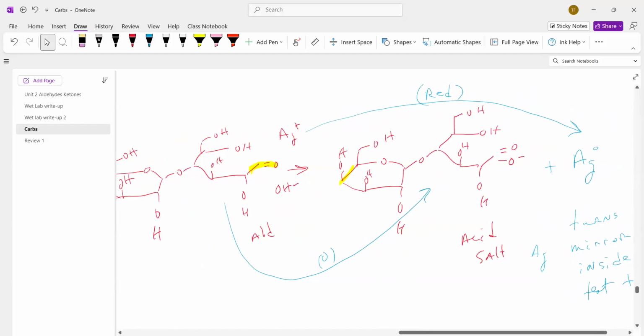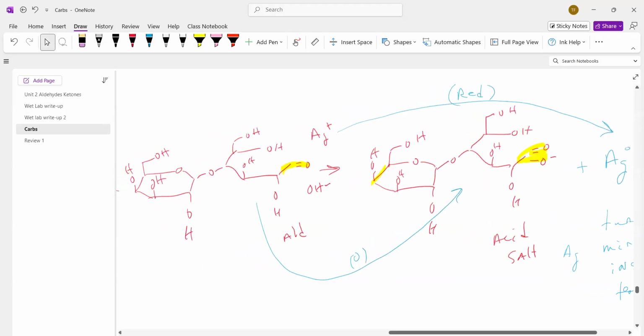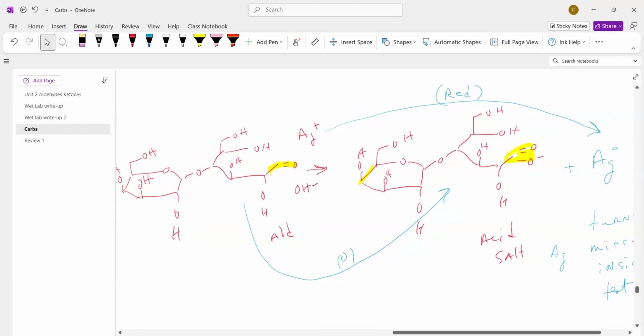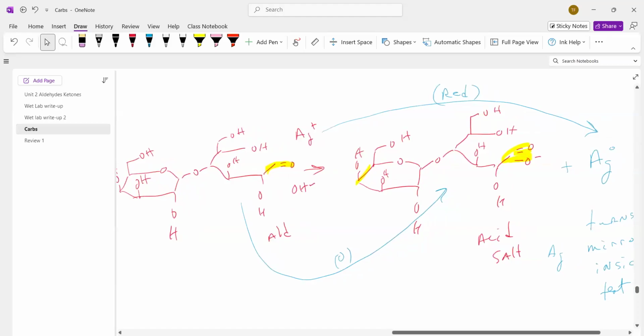Okay, so this is the guts of this reaction, where we have the aldehyde going to the acid salt. The silver +1 goes to silver 0. And really, that's the only reaction here. Everything else just tags along.